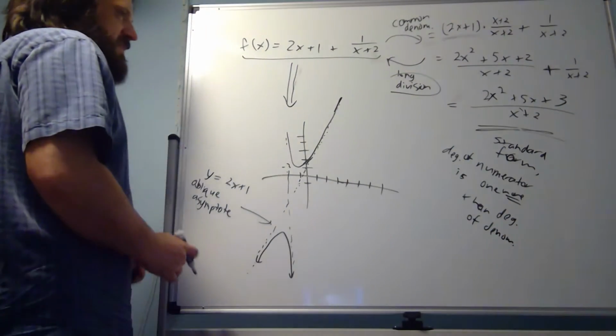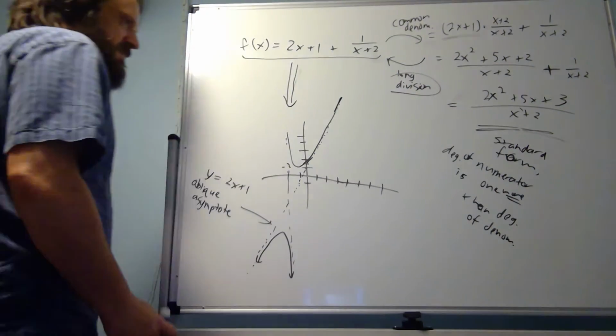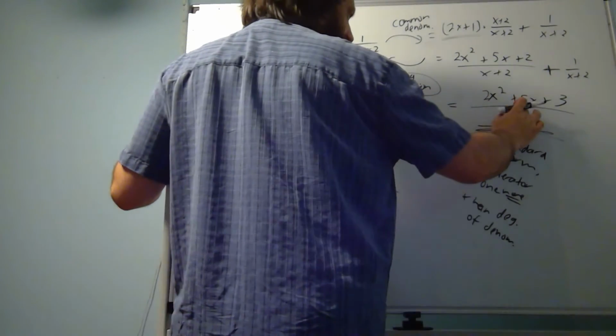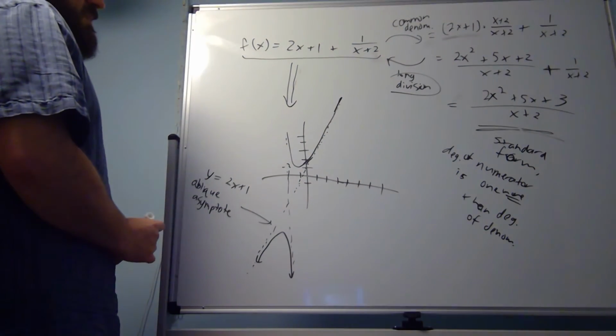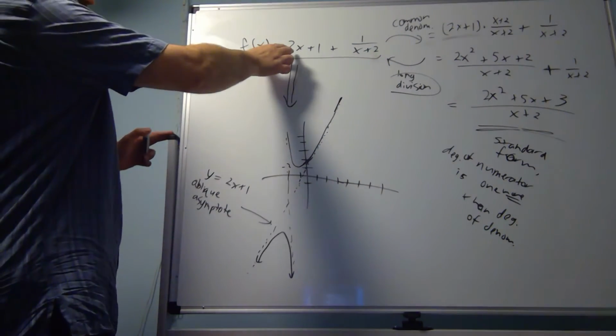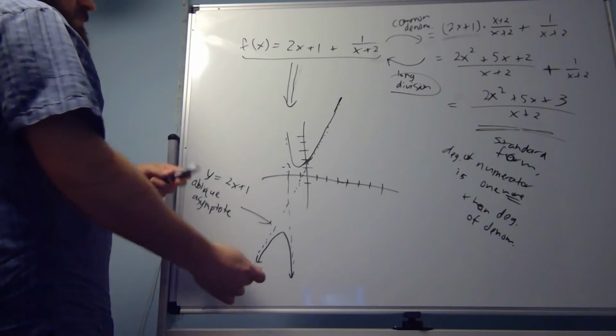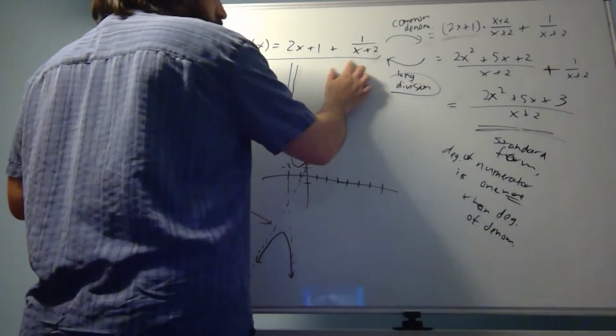So the degree of the numerator is 1 more than the degree of the denominator. That's an x to the first, or just plain old x plus 2. And, okay, so you can go from this one to this one, or vice versa.